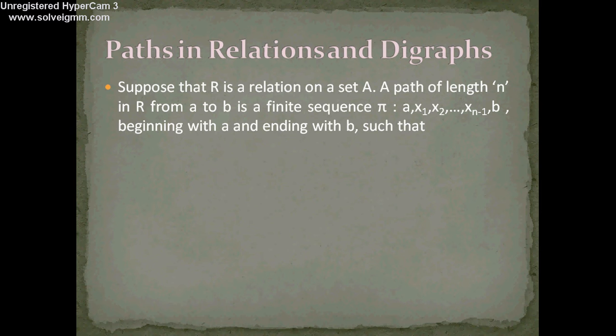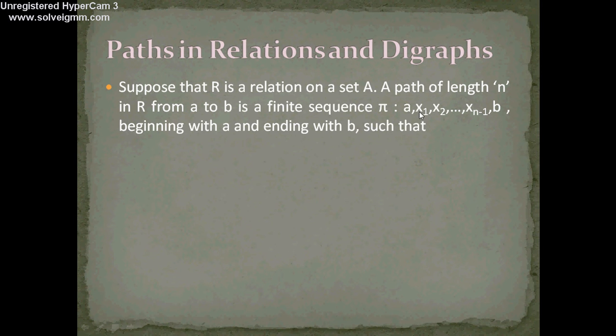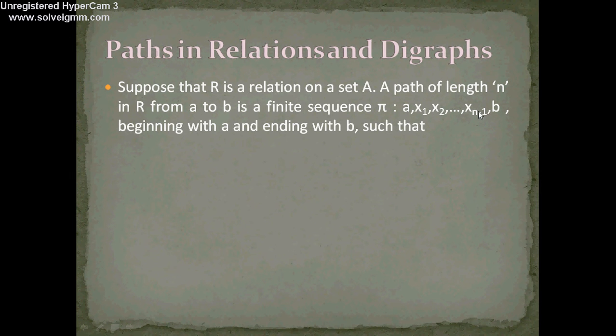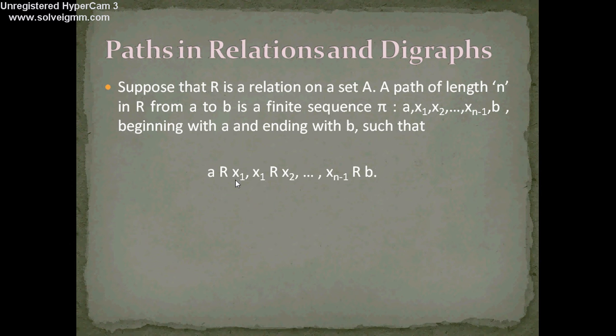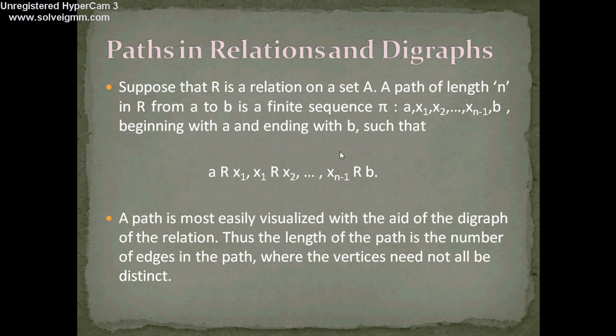A path of length n in R from vertex A to vertex B is a finite sequence π, given by A, x1, x2, up to xn minus 1, and B, beginning with A and ending with B, such that A is related to x1, x1 is related to x2, and so on, xn minus 1 is related to B. You can visualize this very easily with the help of a digraph.